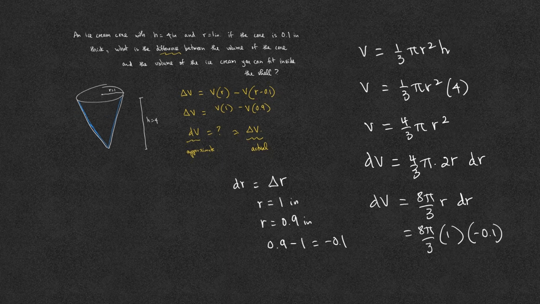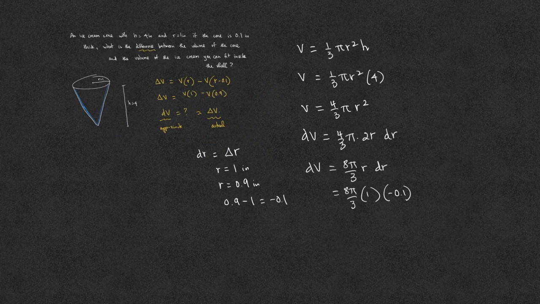If we put this in a calculator, we will get approximately negative 0.837758, or just simply negative 0.8, and the unit is cubic inches.